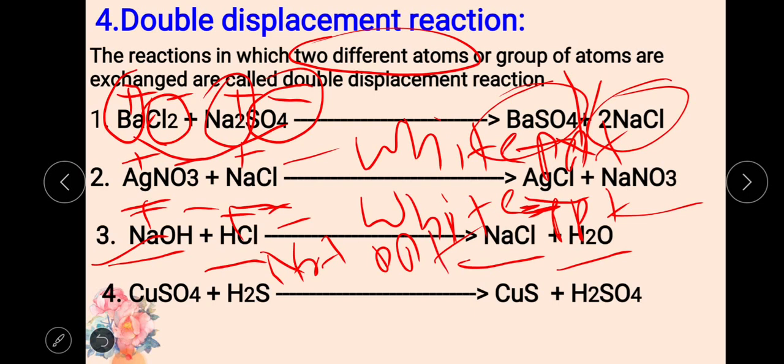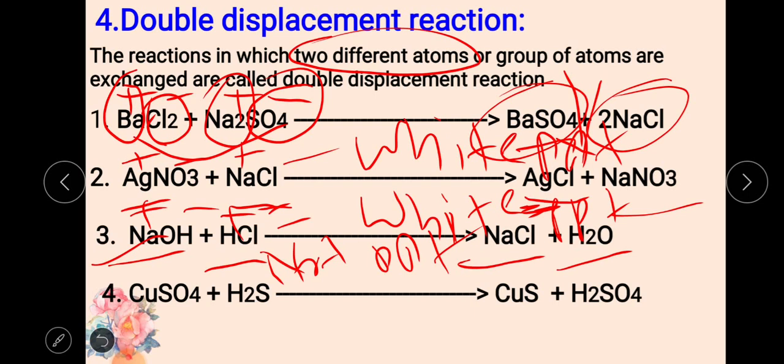So that's why I told you, if they ask a question in the exam, are all double displacement reactions precipitation reactions? Is it true? No. All precipitation reactions are double displacement, but all double displacement reactions are not precipitation reactions.